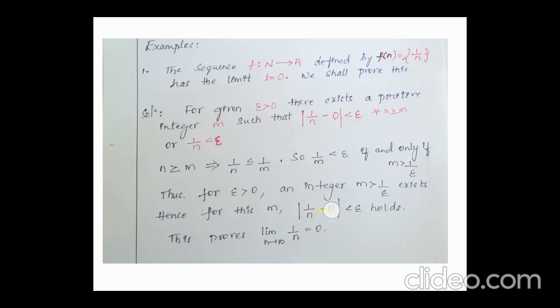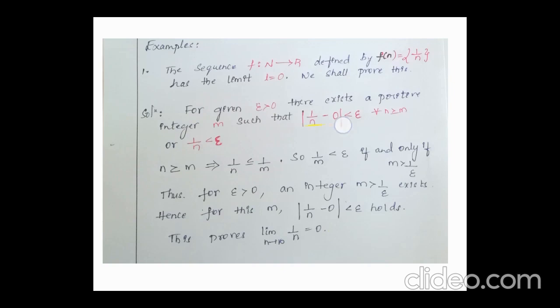Hence for this value of m, modulus of 1 by n minus 0 is less than epsilon holds. So this proves that limit as n tends to infinity 1 by n is equal to 0.